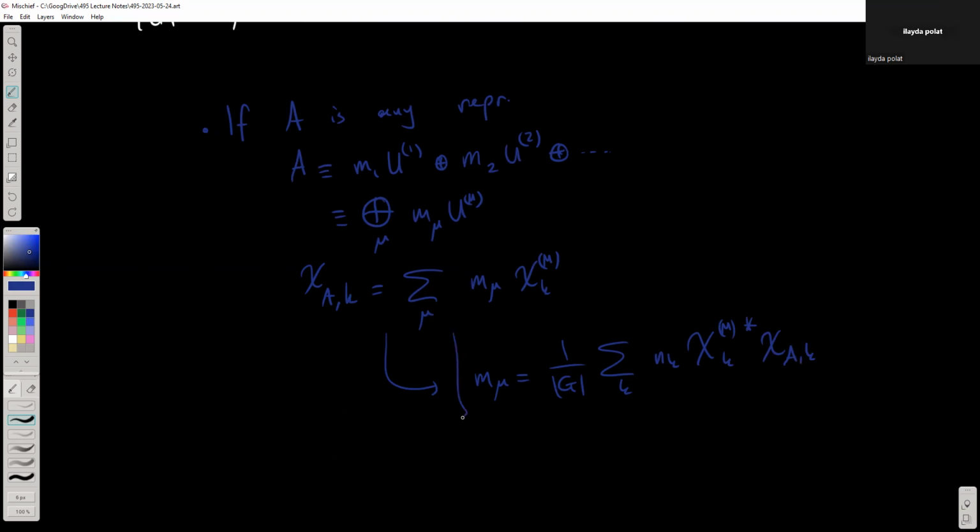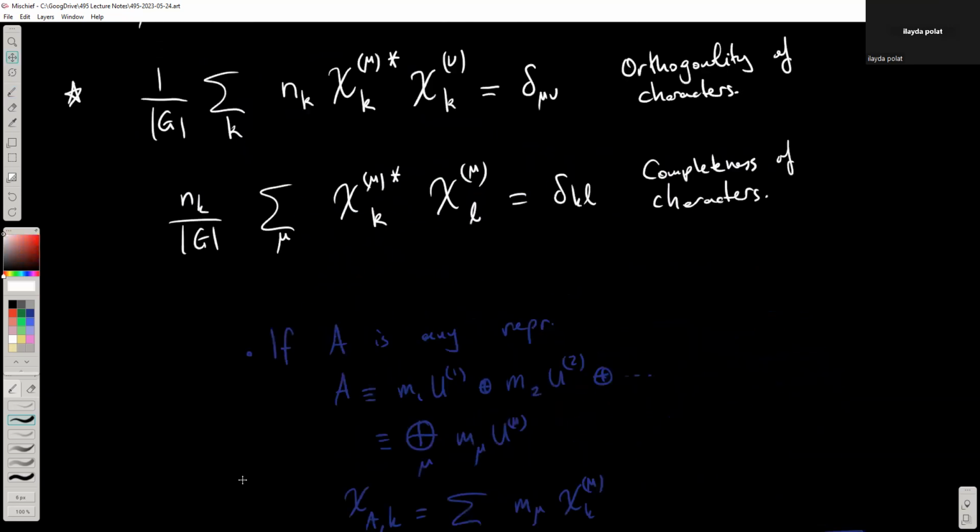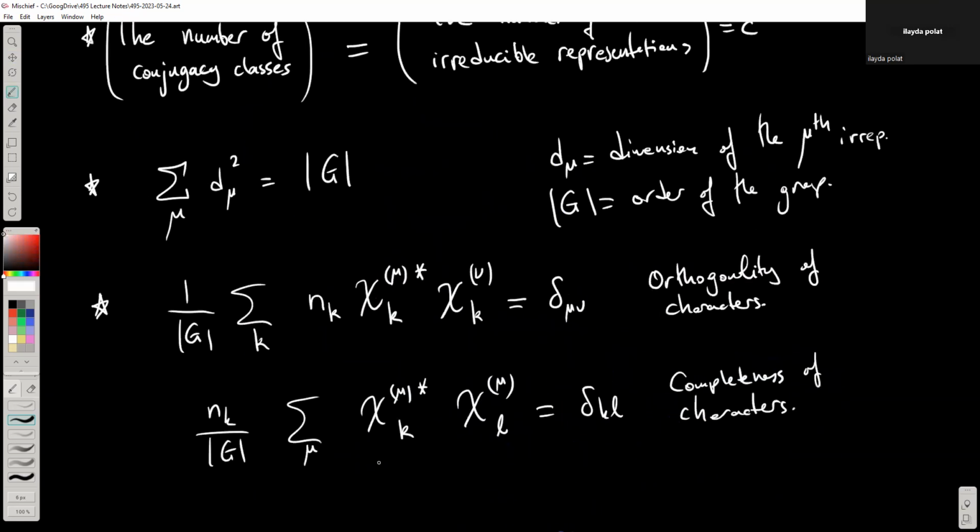Right? And that's the one that we are going to use a lot when we have a representation and we would like to decompose it into these irreducible representations, and we would like to find how many times a given representation appears in the decomposition. Okay, but that's something else, right? So today I'm going to talk about the character tables.